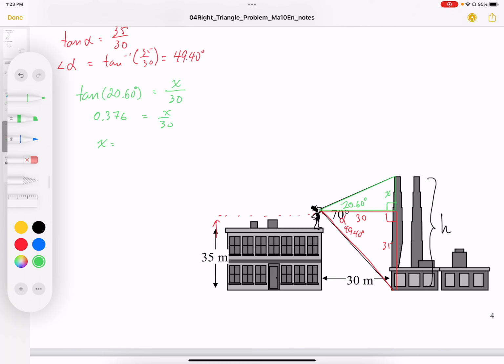So then solving for x, we end up with a height of 11.276. I'm going to round that to 11.28 meters. Okay, so the x value here is 11.28. That makes the total height of this equal to that 11.28 meters plus the height that was given of 35 meters, and it gives us a total height of 46.28 meters. Okay, so that's equal to 46.28 meters.